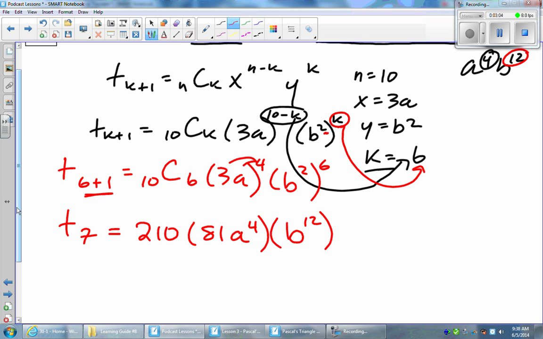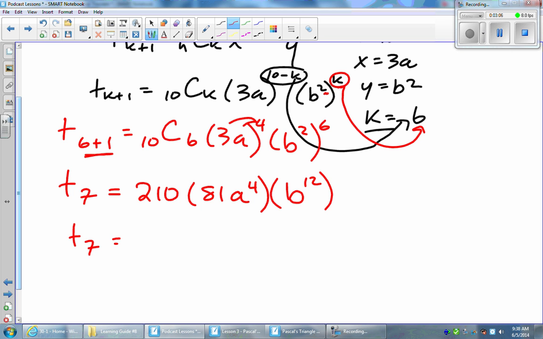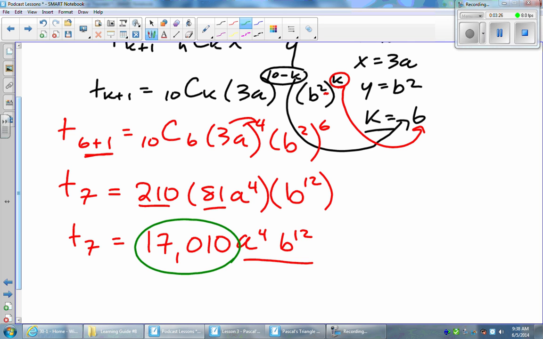I can see we're almost there. So term 7 is therefore equal to 210 times 81, which gives you 17,010. There's our coefficient, and of course our variables are a^4 and b^12, which is what we wanted. So therefore my answer is going to be 17010.